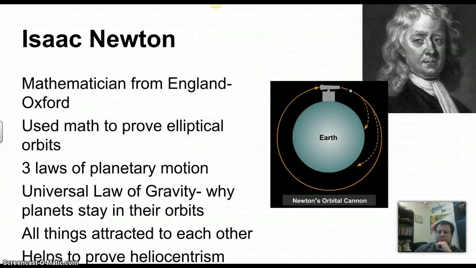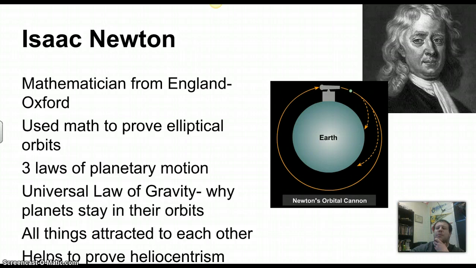Now, Isaac Newton took things a step further. Isaac Newton was from England. He was a mathematician, and actually taught math at Oxford. He kept with the idea of elliptical orbits and used math, especially calculus, which he invents, to prove it. And he makes three laws of planetary motion explaining how planets move. And he then later on discovered the universal law of gravity. Everyone knows it, thanks to the idea of the apple hitting his head, all that kind of stuff.